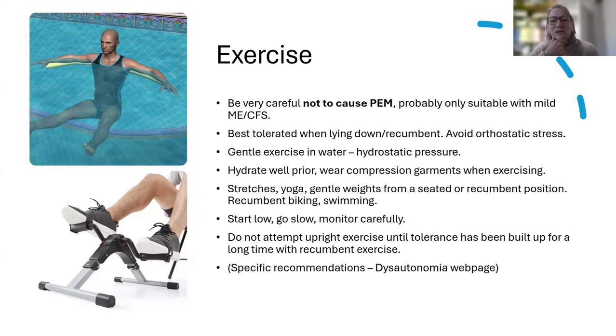a seated position. Recumbent biking and swimming are two forms of exercise that can be really, really useful if you can tolerate exercise. And the recumbent biking, you can get those, you see there in the bottom corner, those little portable bike wheels. You can buy them at Kmart for about $40. But again, start slow, start low, and monitor very, very carefully if you're going to be exercising.